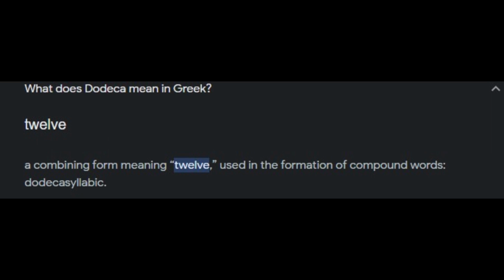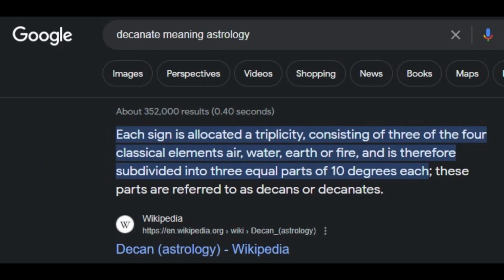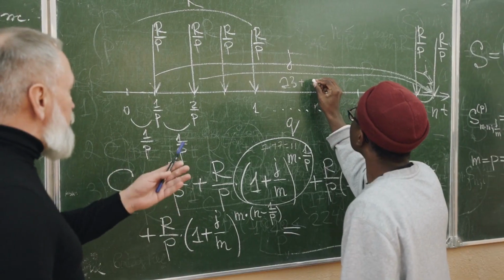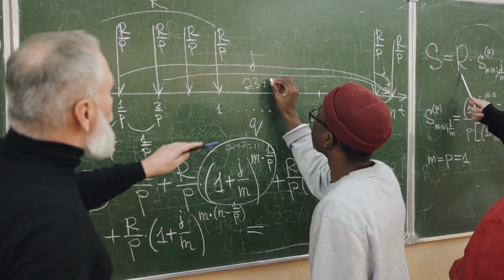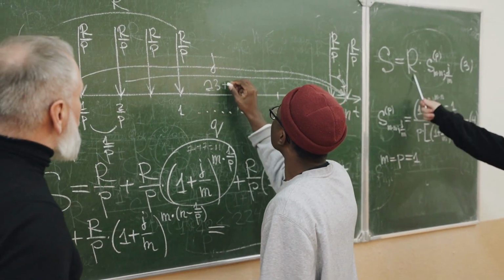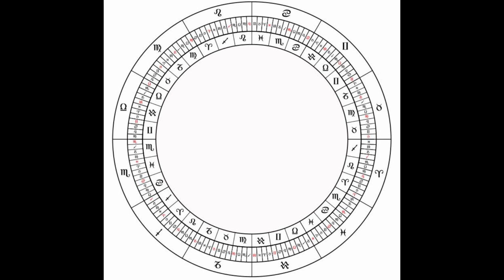Dodeca being the Greek prefix for 12, and decanate or decan being a subdivision of the zodiac of 10 degrees each. Each zodiac sign in a natal chart is 30 degrees, equaling 36 subdivisions of the zodiac. This system varies from the original in the aspect of expanding the subdivision of the zodiac from 3 to 12, and instead of each section being 10 degrees, each section is 2.5 degrees, equaling a total of 144 subdivisions of the zodiac. Why is this important?